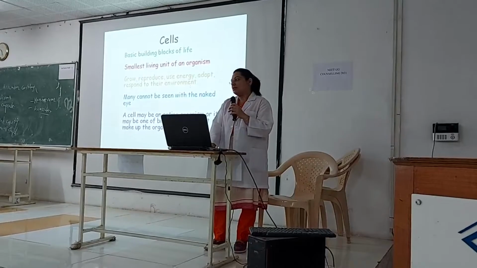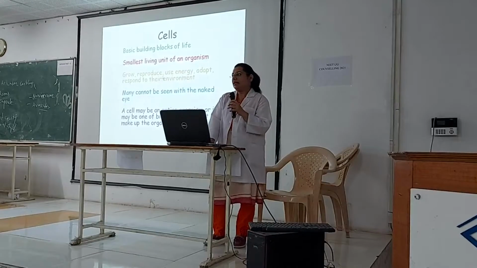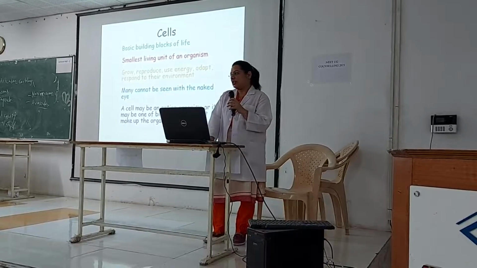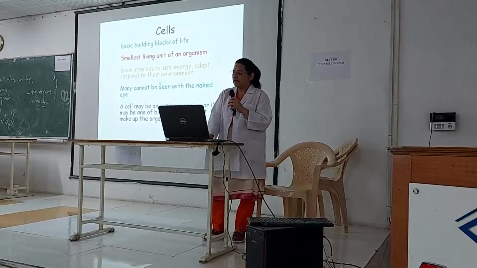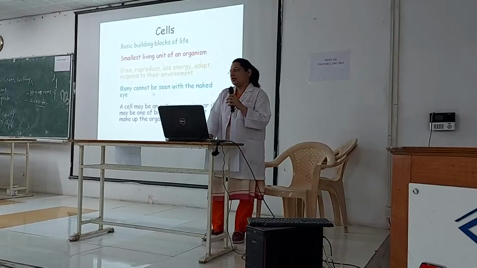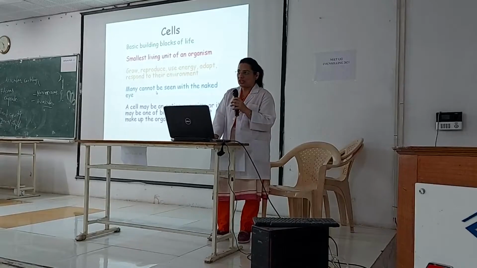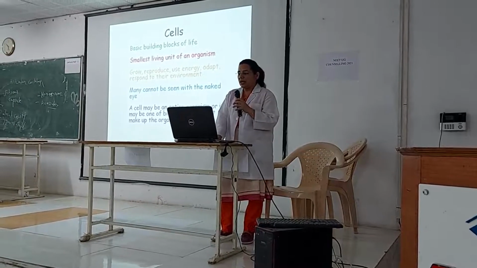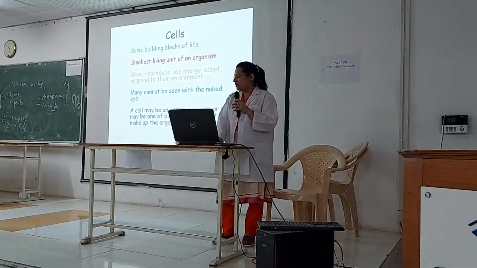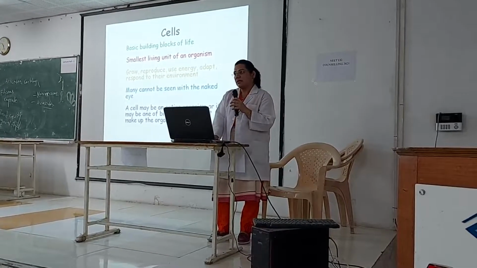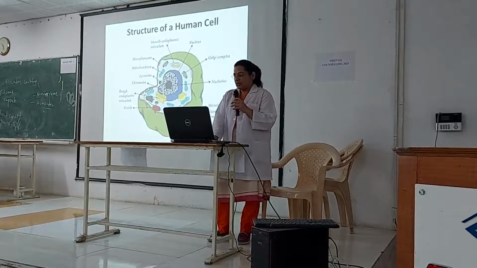Then the cell is the building block of life. It is the smallest living unit of the organism. It is capable of growth, reproduction, use of energy, and of responding and adapting to various environmental conditions. A cell might be so small that we cannot see it with our eyes and need a special aid, a microscope, and it may be very large also. There are unicellular organisms as well as multicellular organisms. So all the structures are made up of cells.